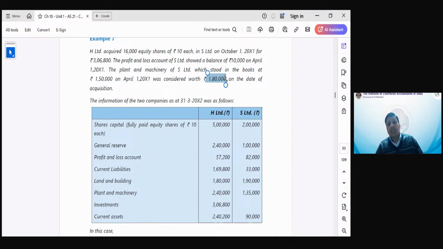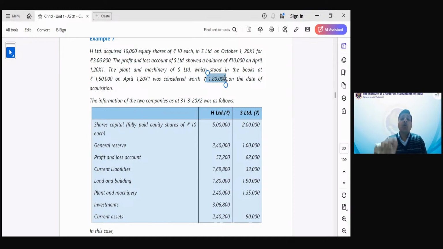Means if you consider this revalued amount of 1,80,000, then what is the book value? Can you just simply go by this book value of 1,50,000 for the plant and machinery on 1st October 2000 X1? Tell me, can we do that? Will that be appropriate? Nitin says yes. Ajay says no. Dilip says no. Neeru says yes. So why yes? Please understand.